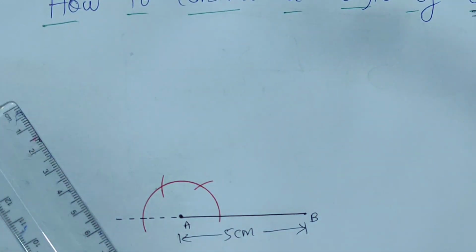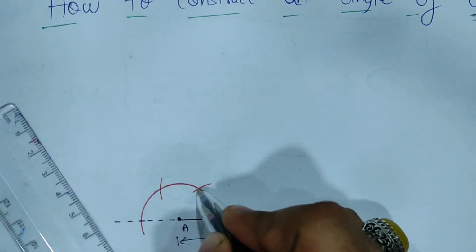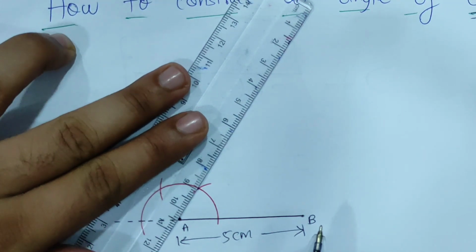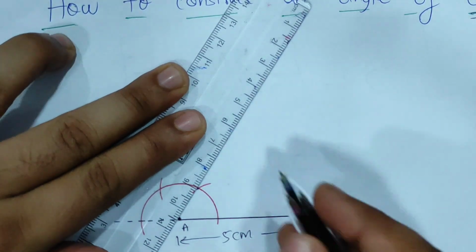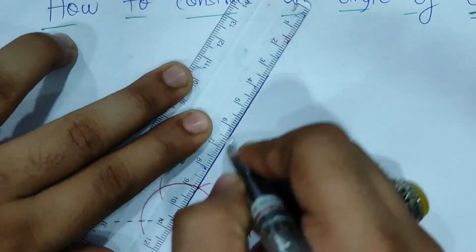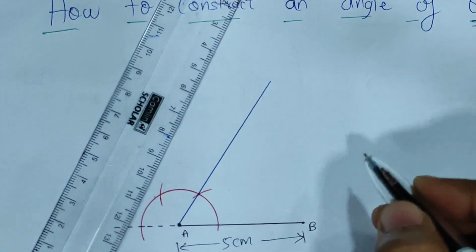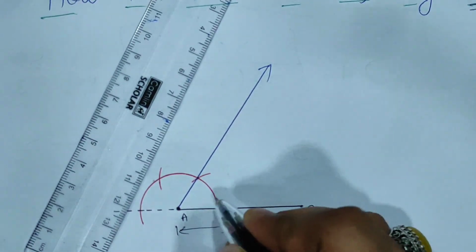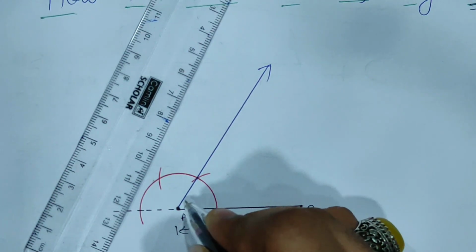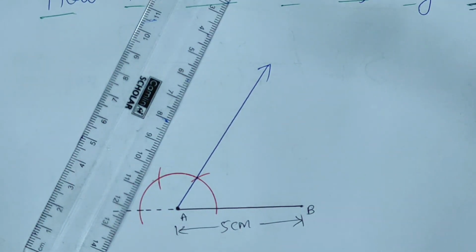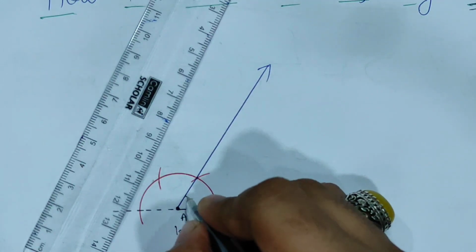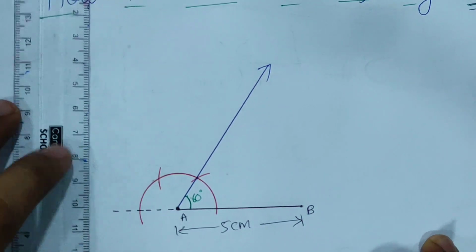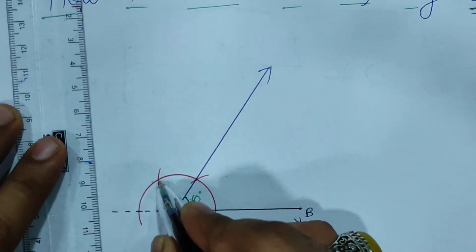Now I'll be connecting this point with point A. These 2 points should meet each other. It's compulsory that whenever you draw such things, the arrowheads are compulsory. Okay, students, and this measurement, see this please. I'll mark it with some other color. This is 60 degrees.